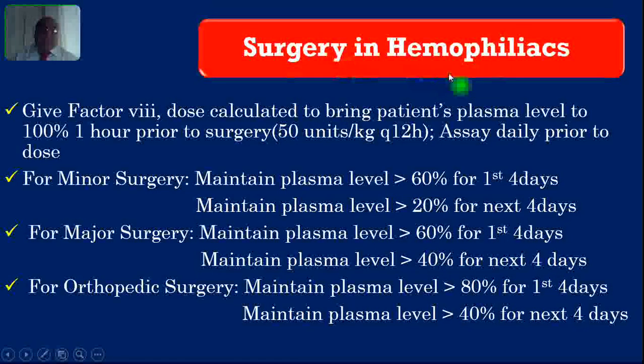So surgery in hemophilia, you have to give factor 8. The dose should be calculated to bring the patient's plasma level to 100% 1 hour prior to surgery. 50 units per kg, or you can give 50 units per kg every 12 hours. We have to assay daily prior to the dosing.